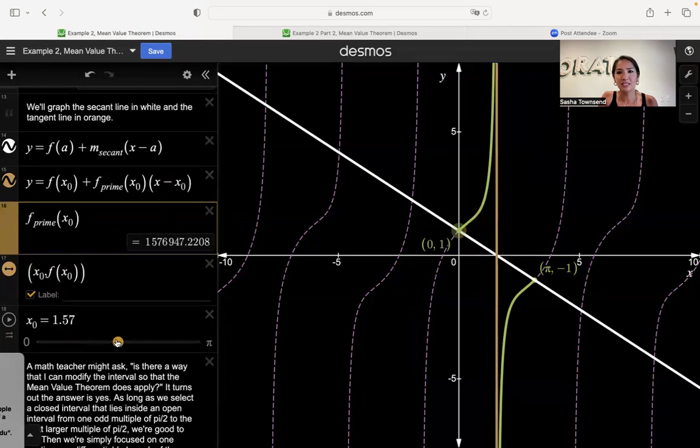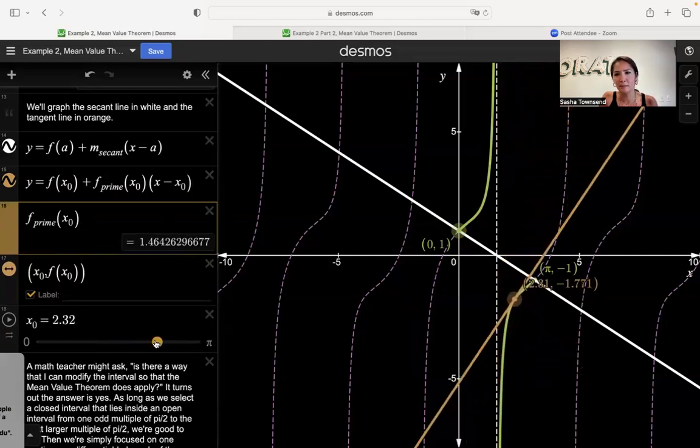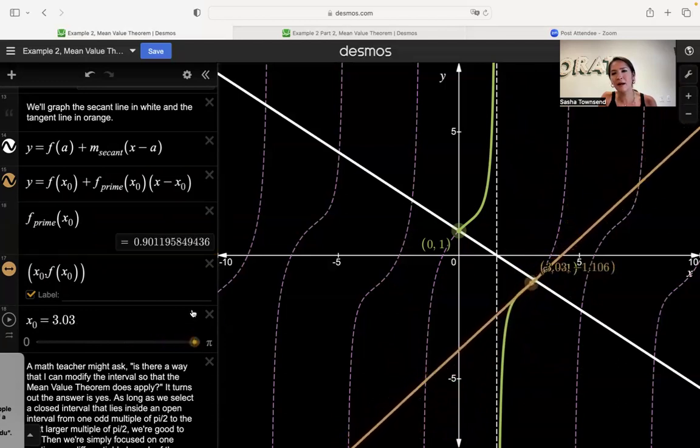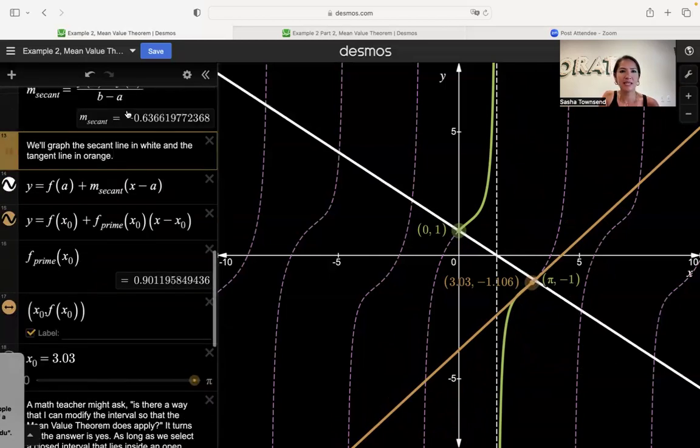And then eventually it skips to the other side. And then we've got a bunch of other slopes. All positive, they're decreasing now. But still, the slopes are positive. So slopes are positive the whole time. There's no way that we can get a slope that is equal to that slope of the secant, which is that negative 0.637.